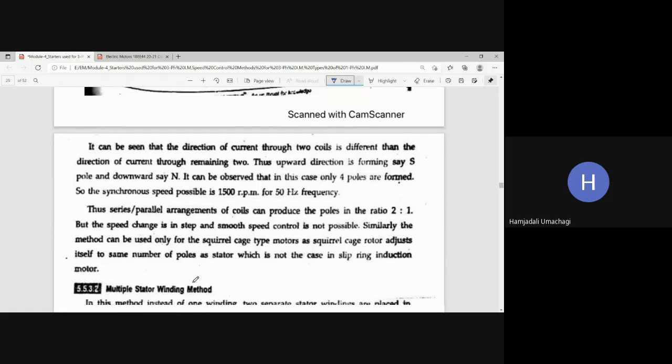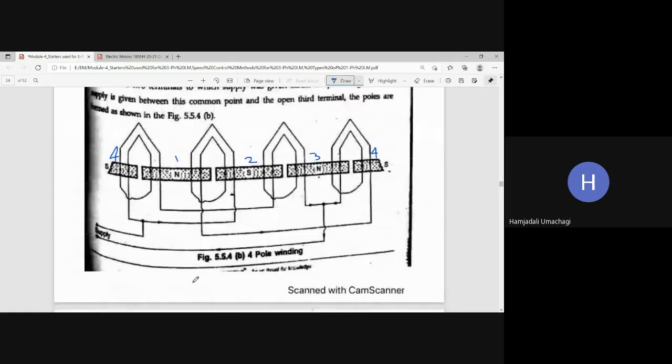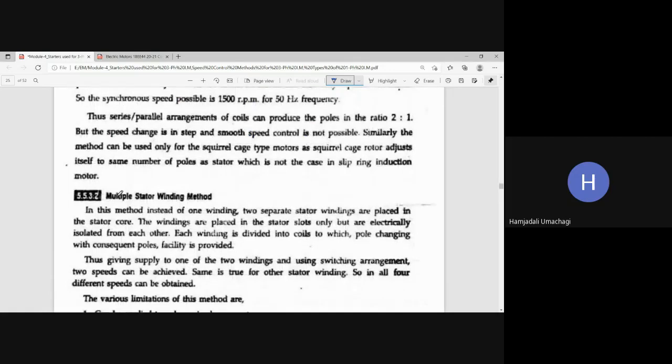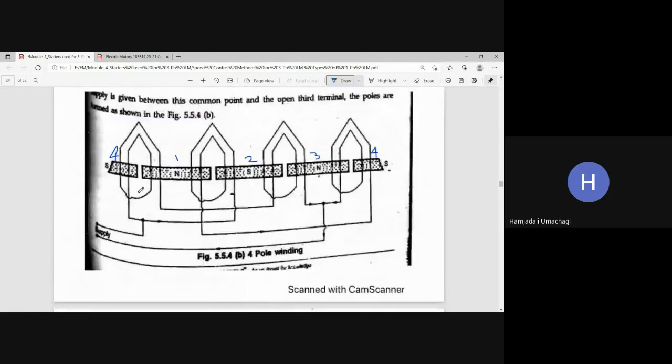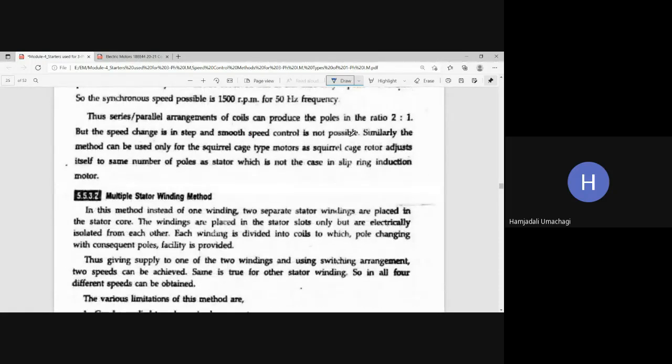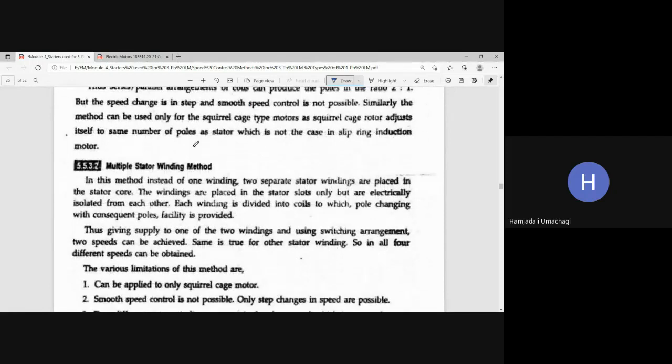Now, in this case, we have seen only a single stator winding. If we use two stator windings which are isolated electrically, then the next speed controlling method using the pole changing method is multiple stator winding. Multiple means instead of only one single winding for each phase, we can use more than one winding in the stator core. If that is the case, then it is called the multiple stator winding method.